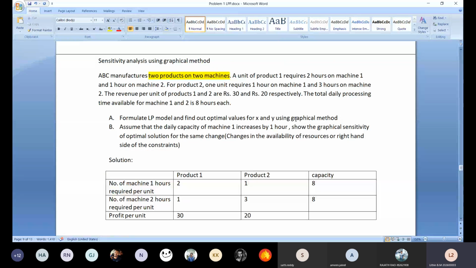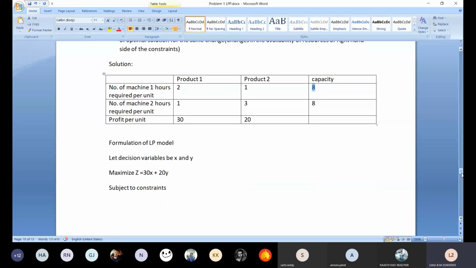See, the total daily processing time available for machine 1 and machine 2 is 8 hours each. So here there is machine 1, number of machine 1 hours required, right? This cannot go beyond 8, right? So how will I write this as one of my constraints? 2x plus y less than or equal to 8.